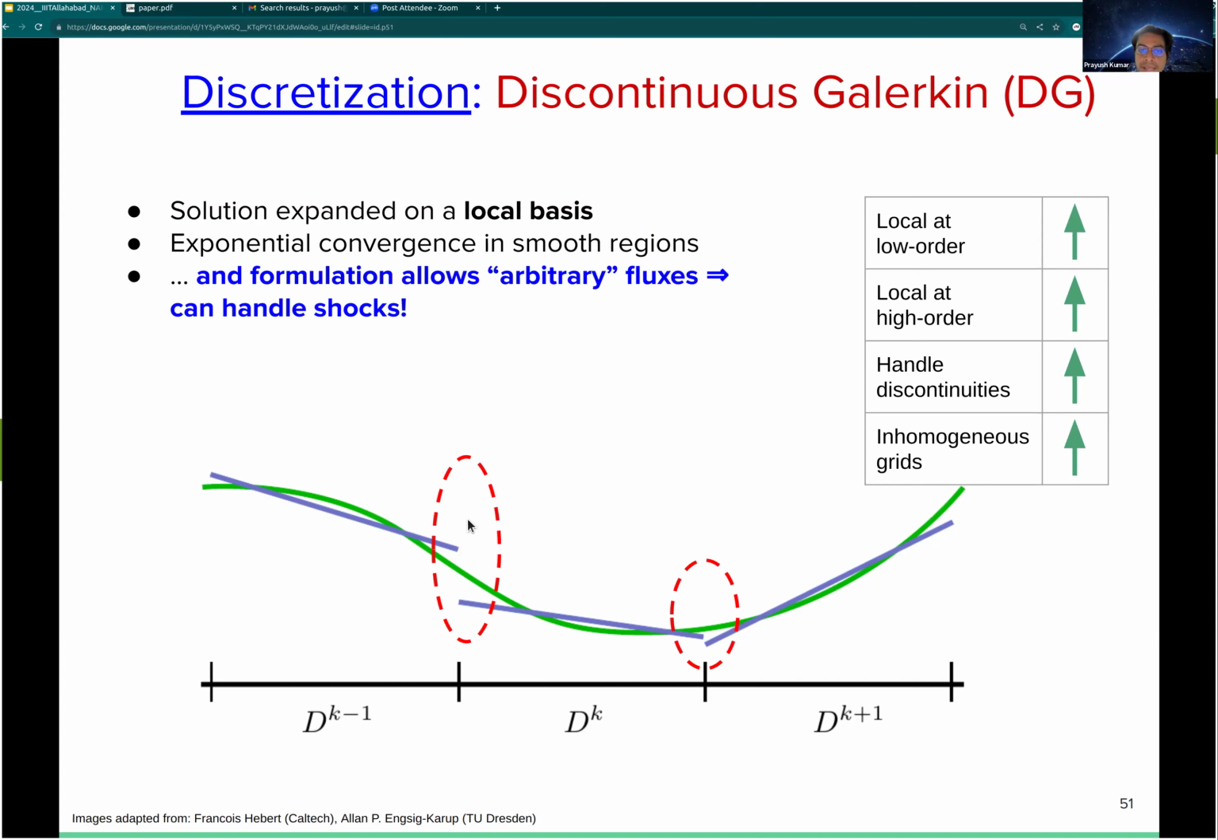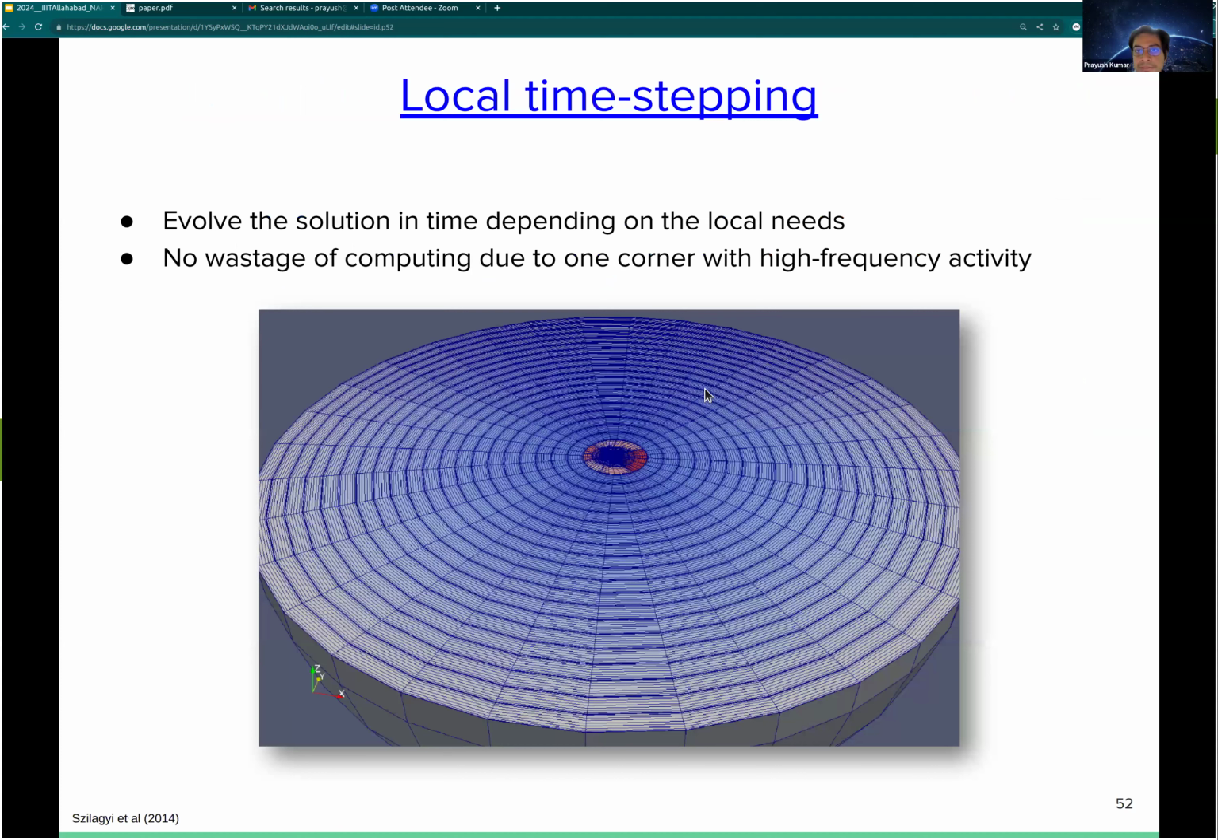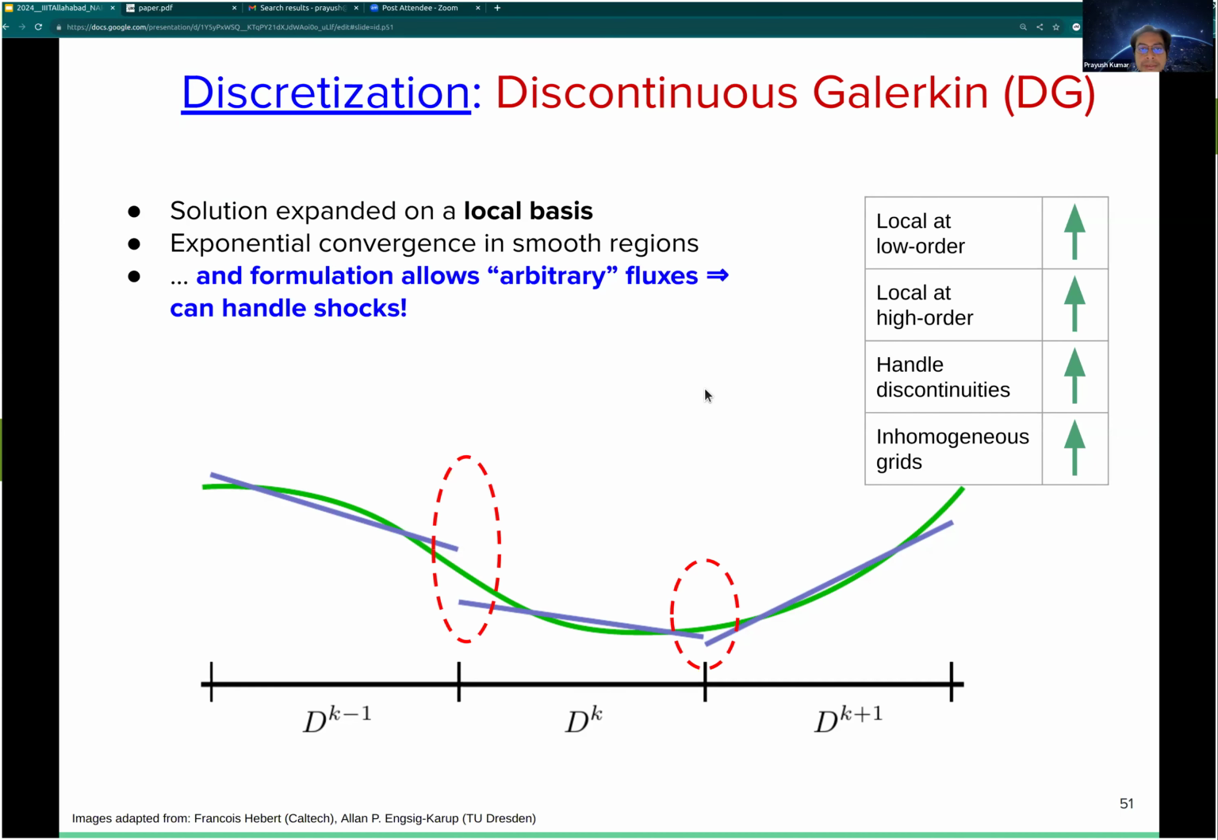So this key difference with spectral methods gets rid of the handicap the spectral method had about handling discontinuities. And DG methods are actually local at low order and high order accuracy. If, for example, you want a high order derivative, just turn up the order of your basis in your element, right? And they can handle discontinuities, and they can handle inhomogeneous grids that you might require for tracking your system. Okay, so no spectral methods, no finite differencing. We'll go with discontinuous Galerkin methods, right?